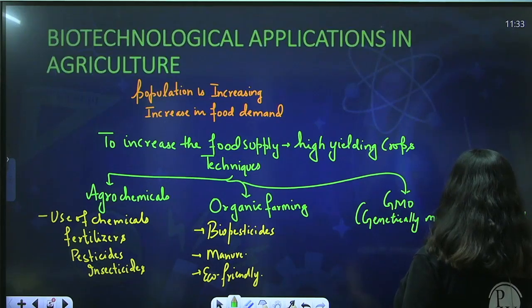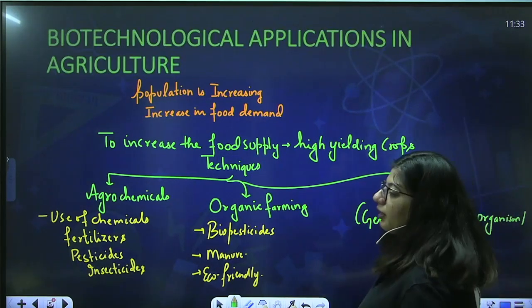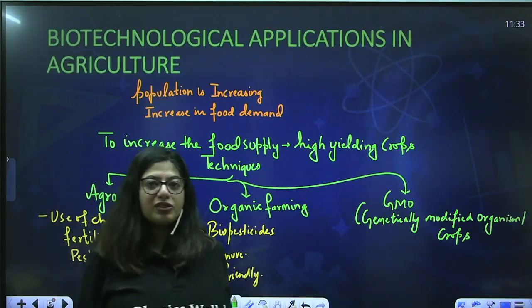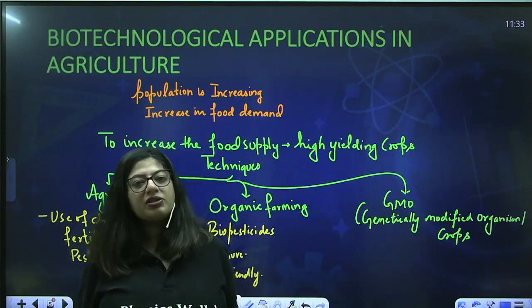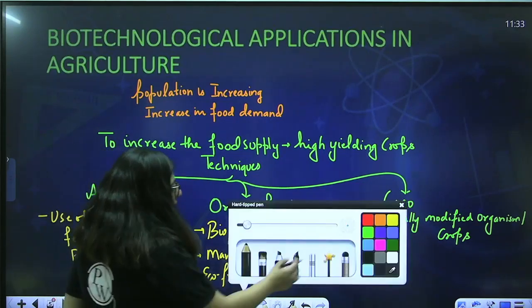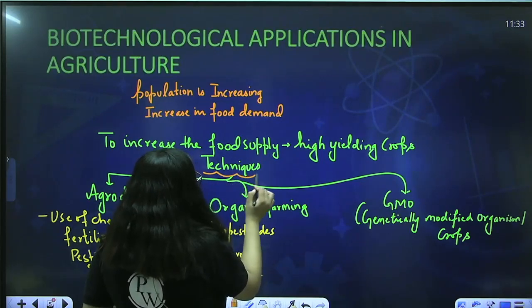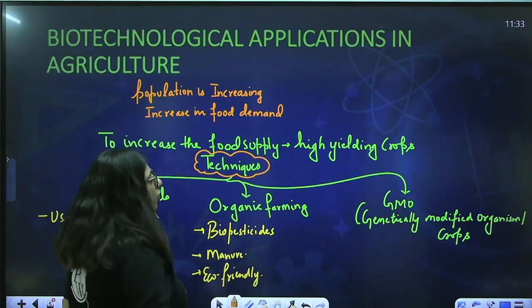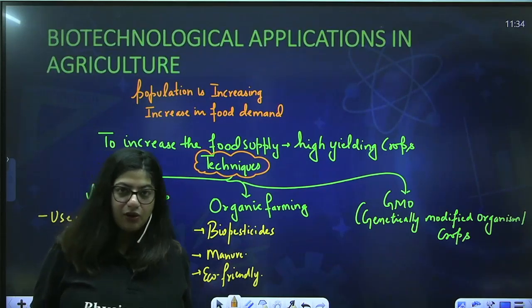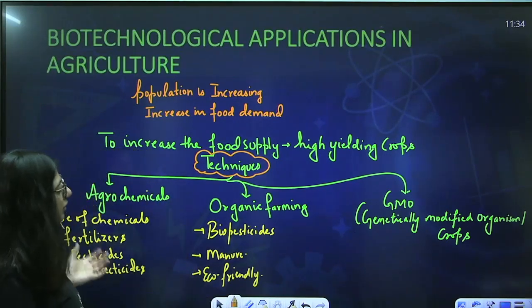You can use some types of crops that are genetically modified by biotechnology, which are made best for a particular type of soil, a particular type of environment, right? So these three techniques are the options that can be used if you want to increase the food supply, or you want high yield in your plants, or in your crops. So that's the three options.